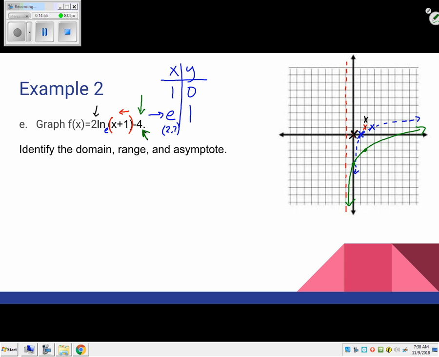The domain on this one changed just a little bit. I'm picking up at -1 as my smallest x value that I touch or almost touch in this case. I go to infinity. And the asymptote also moved to the left one, so it's at x equals -1.